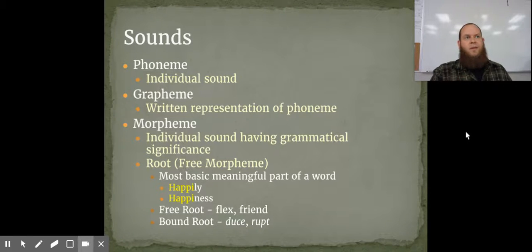Right? And that makes sense. We think of graphic things, right? Graphos. Okay. And then to get to the meat of this for us, morphemes. Now, these are individual sounds that have grammatical significance. Okay? And there are several types. We've got free and bound.